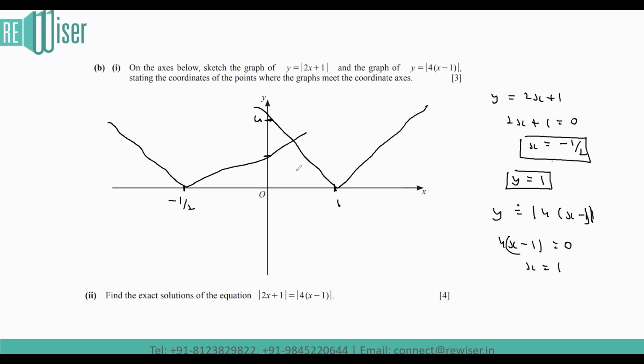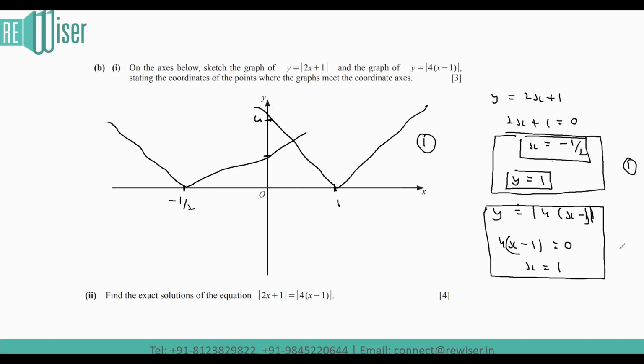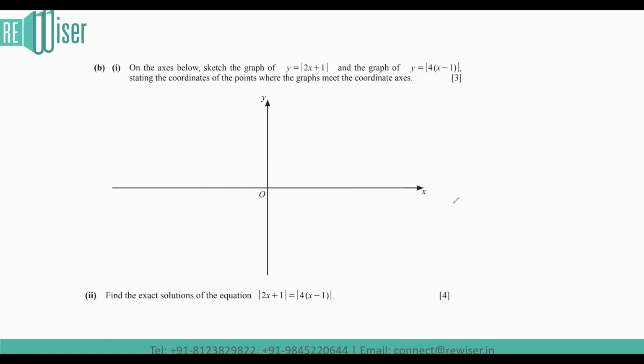Now, moving on to the marking scheme. For getting the 2 V's correctly, you get 1 mark, and for each coordinate, the x and y values, you get a mark each. So that's how the marking scheme of this question works, and you get a full 3 marks. Now, moving on to B part 2, it says find the exact solutions of modulus of 2x plus 1 equals 4x minus 1.